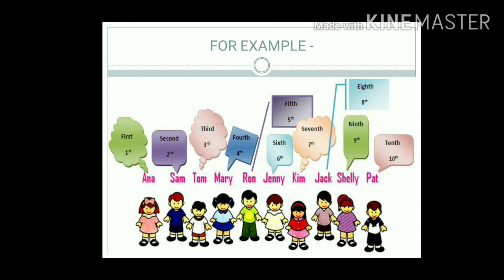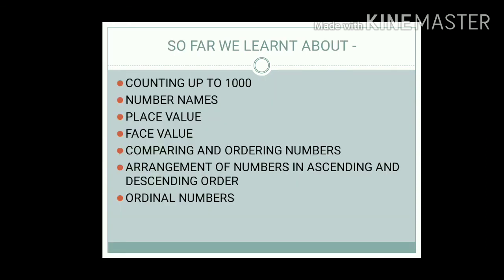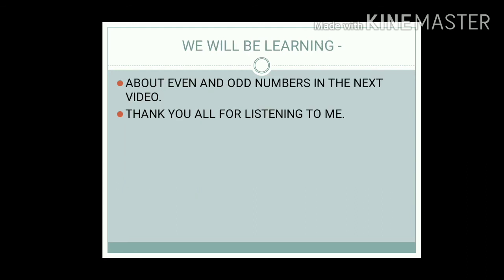So children, so far we have learnt about counting up to 1000, its number names, place value, face value, comparing and ordering numbers, arrangement of numbers in ascending and descending order, and ordinal numbers. But we are left with one more topic, that we will be learning about: even and odd numbers in the next video.